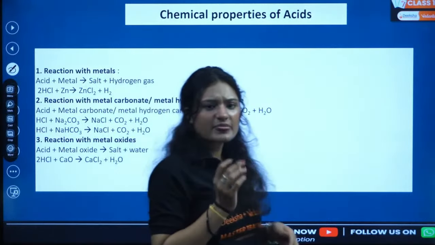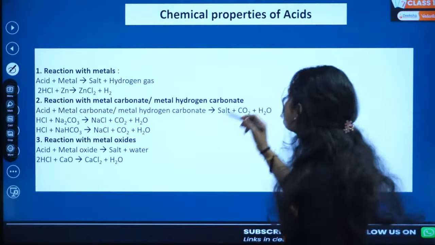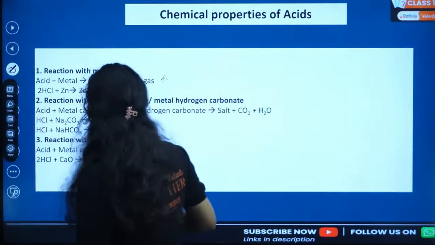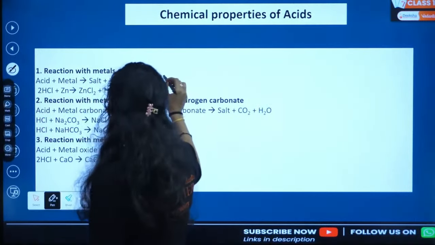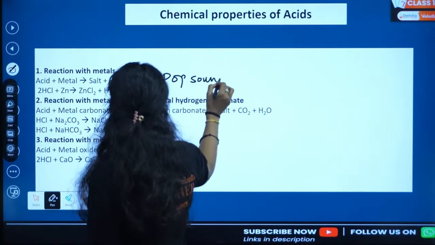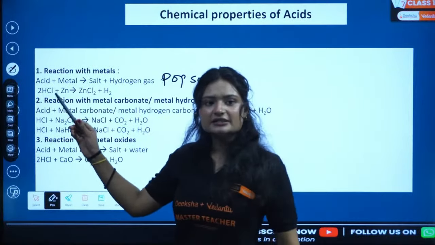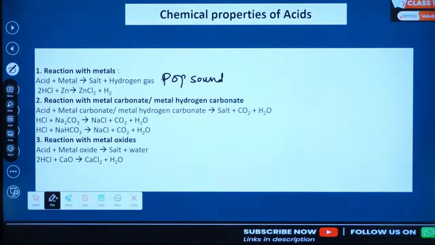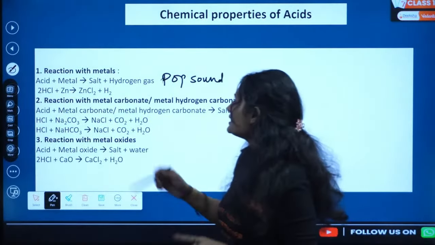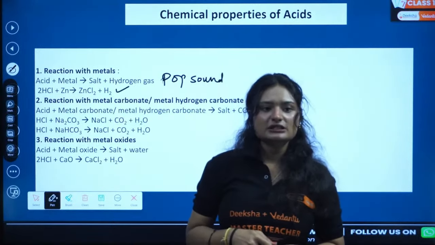How do you identify if there is hydrogen gas? It burns with a pop sound. For example, HCl is an acid, it reacts with zinc, and what do we get? Zinc chloride plus hydrogen gas.